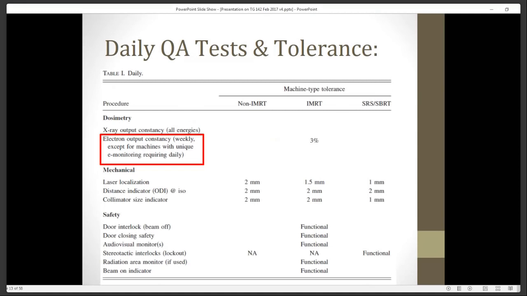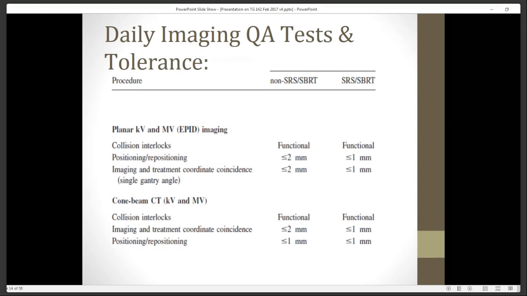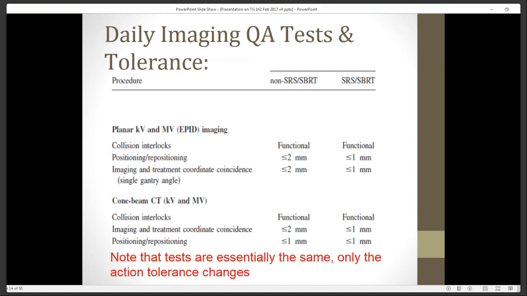But there are basically some dosimetry tests here, mechanical tests, and safety tests. And then there's another table here, which is the imaging tests. So there are also imaging tests recommended on a daily basis. And as you can see, you're basically giving the same test for each type of machine. It's just that your action tolerance changes based on whether it's an SRS SBRT machine or non-SRS SBRT.